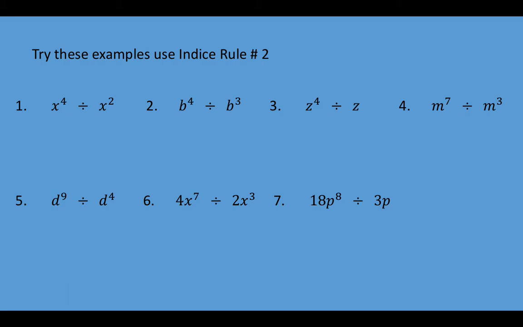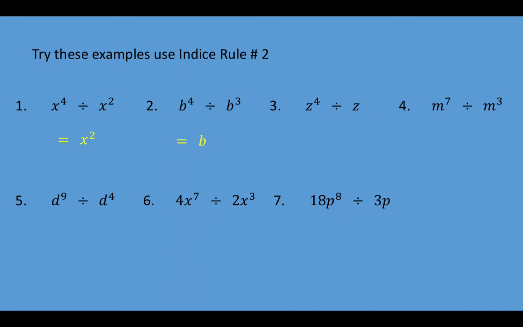Okay, the answer to question number 1, x to the 4 divided by x squared. If we use Indice rule number 2, we have to subtract 2 from 4, and that's going to leave 2, so the answer here should be x squared. In number 2, we have b to the 4 divided by b cubed. Now 4 take away 3 gives us 1, but b to the power 1, we don't usually write it as b to the power 1, we just write it as b.